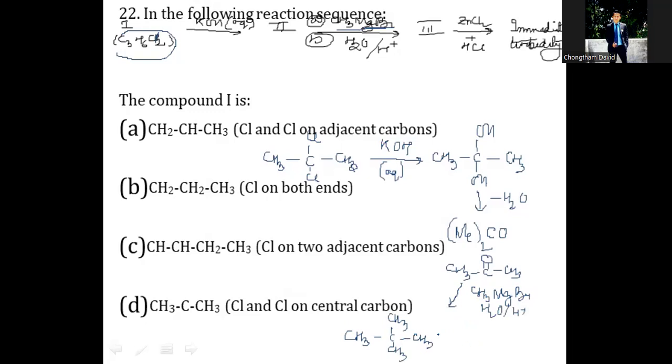CH3. Treat this with zinc chloride according to the question. Zinc chloride and HCl, immediate turbidity is given. So the question is asking you what is compound one. The answer for this question number 22 will be D.